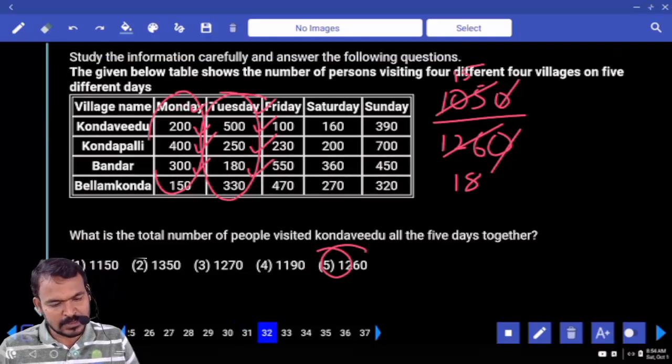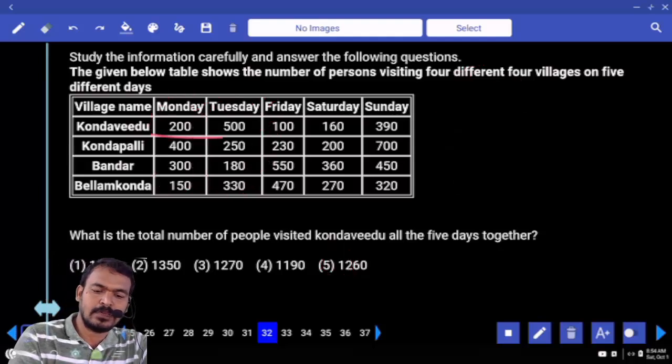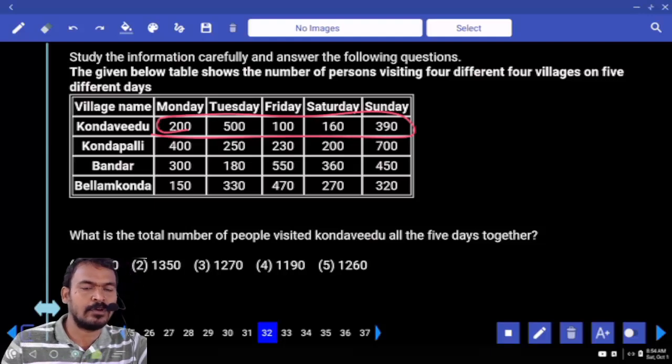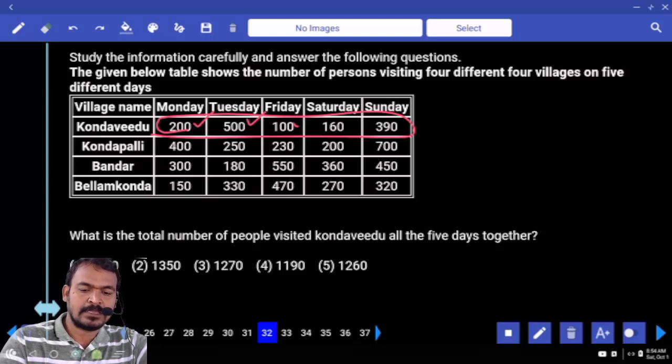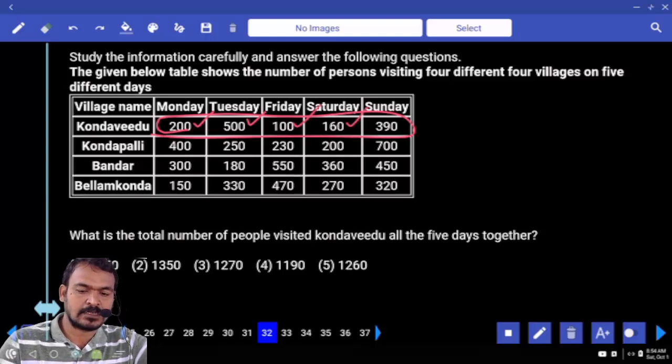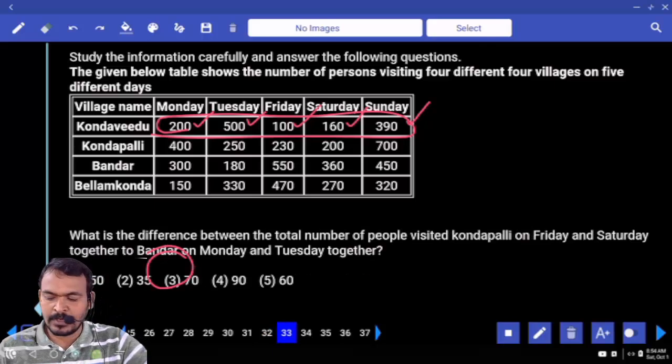Next, question number 32. What is the total number of people who visited Kondaveedu over all the 5 days together? That means the sum of the 5 days' values for Kondaveedu. First 200 plus 500 plus 100 plus 160, 960 plus 390, 1350.